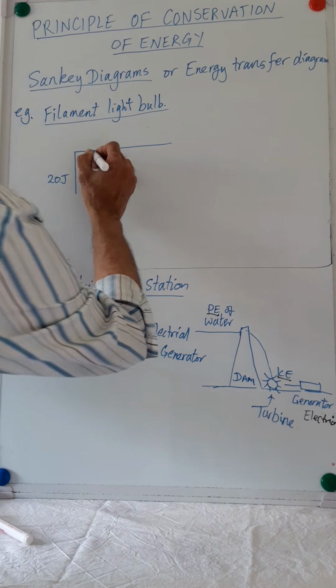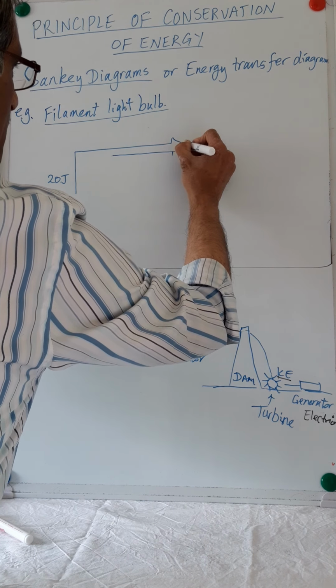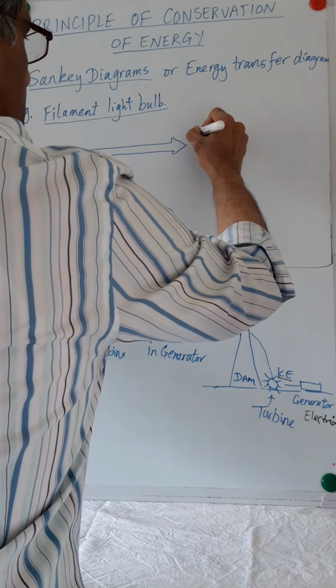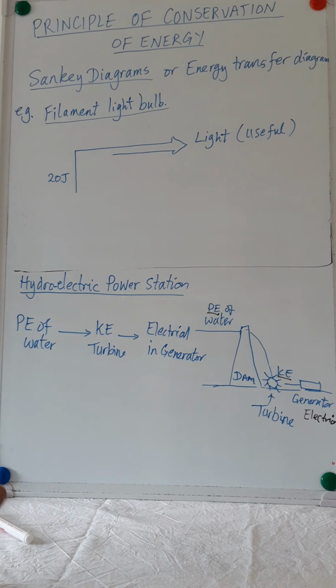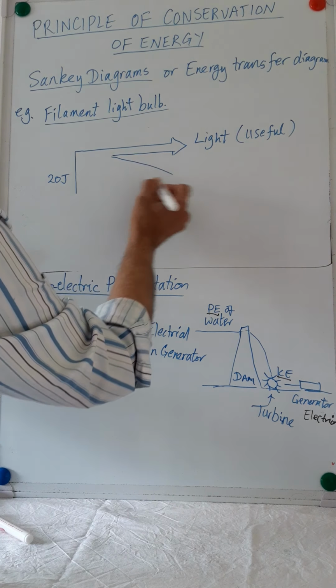Out of that, only 1 centimeter is the useful energy. This produces light. This is the useful energy, because that's what we want. From a light bulb, we want the light energy. We don't want any other form of energy. But unfortunately, most of the energy is just wasted as heat. So I can draw this arrow like this.